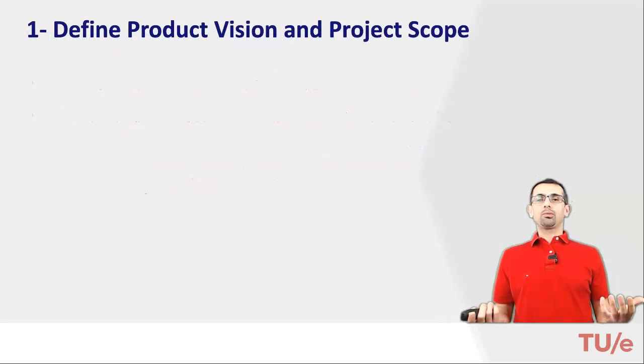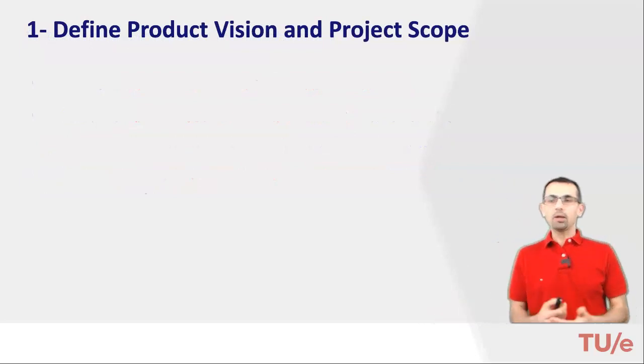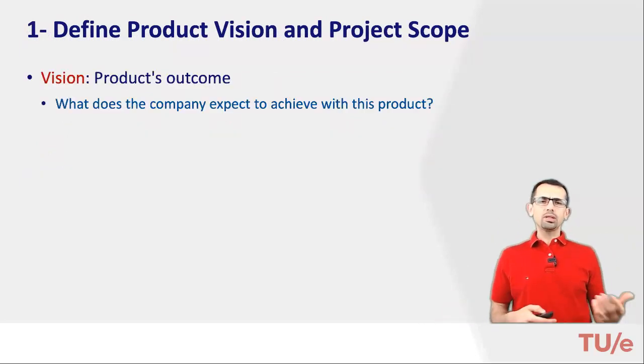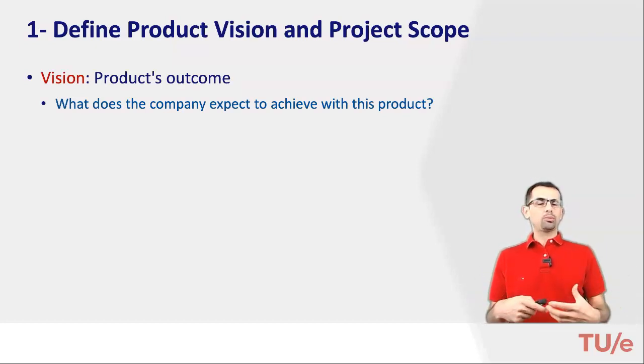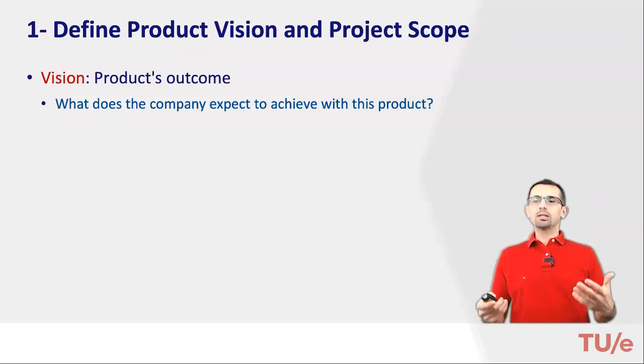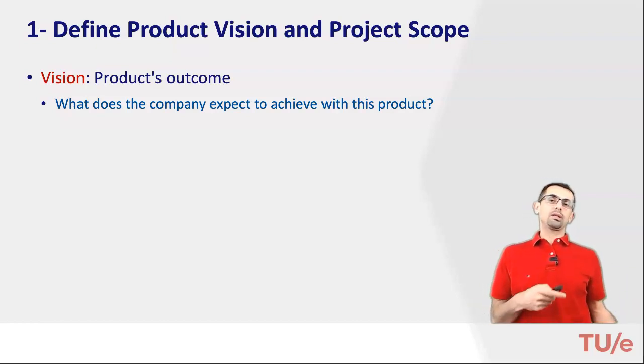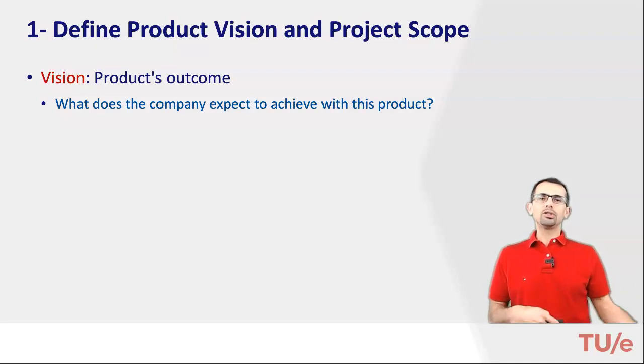Okay, let's start with the first one, defining product vision and project scope. So what is a vision? A product's vision or a product's outcome. Basically, when we're trying to define the vision, we are answering the question of what the company expects to achieve with this particular product. That's what a vision defines.